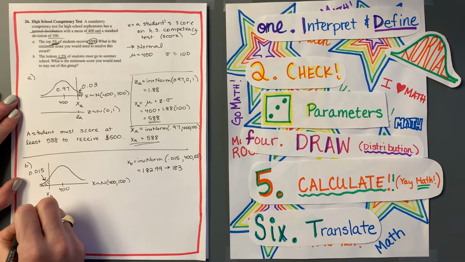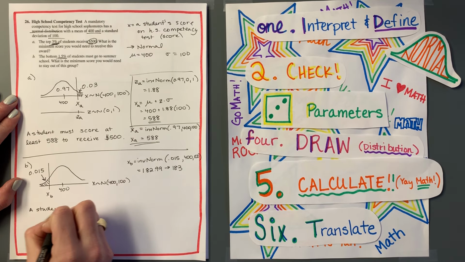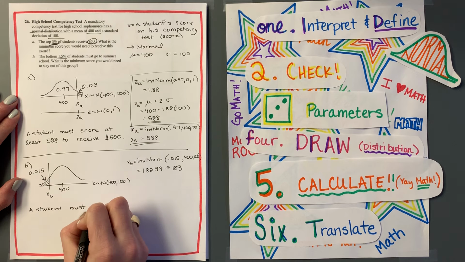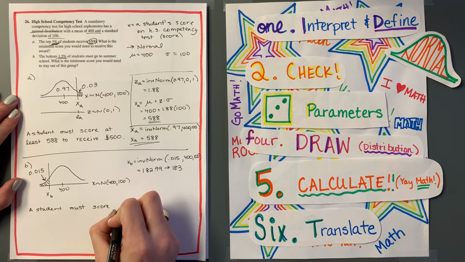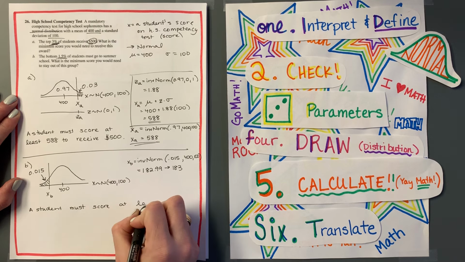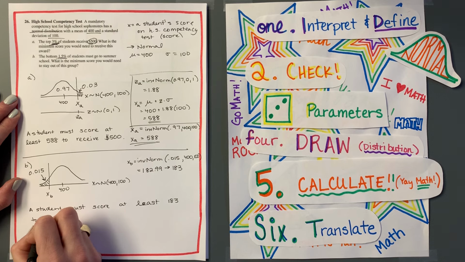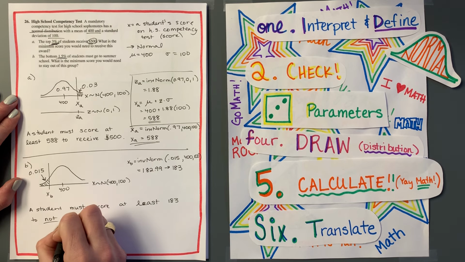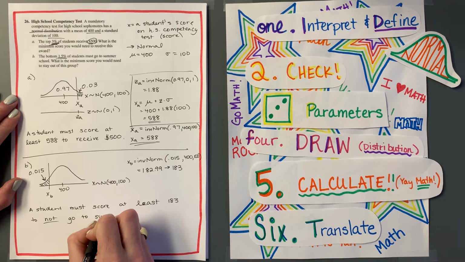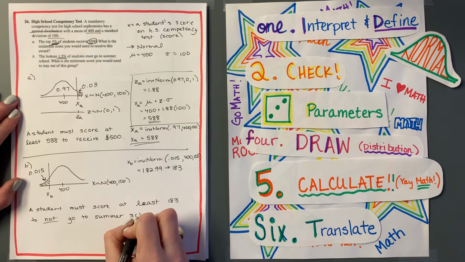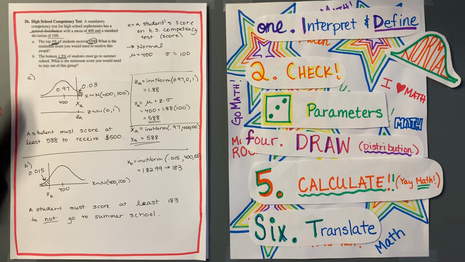So a student must score at least 183 points to not go to summer school. So that means if you scored 182 points or less, you have to go to summer school. So we went through the 6-step process, making sure that we put our answers into context that people can understand.